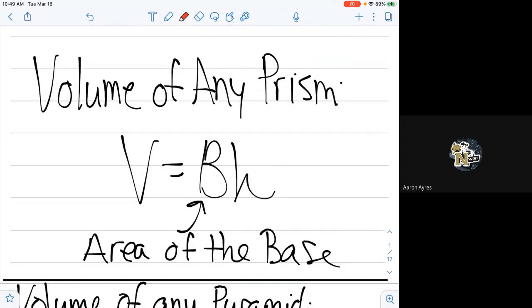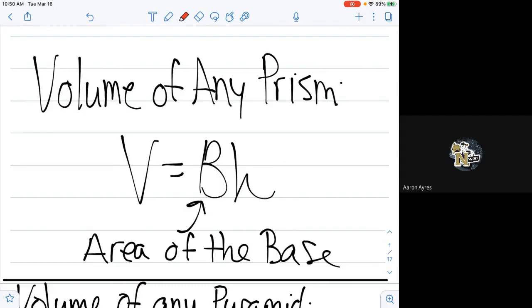Capital B is different from lowercase b. Lowercase b is usually used for length. You might have seen that in the triangle formula 1/2 BH. That's the length of the base. Or for a parallelogram, area equals base times height, length of the base. Capital B is different. Capital B is the area of the base.